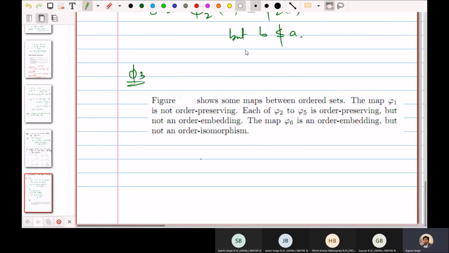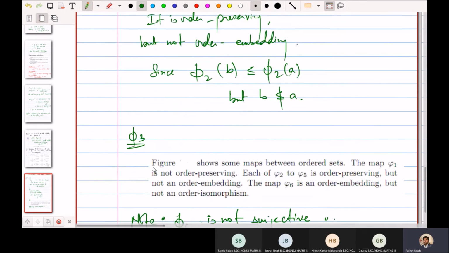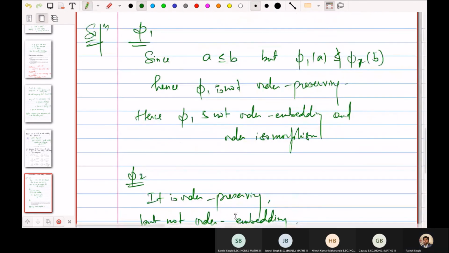Okay, so I have summarized it. Just I have copy pasted all this details. So note phi 6 is, so it is not mentioned here why it is not an isomorphism, so we can write here phi 6 is not surjective. Okay, phi 6 is not surjective, so that's why it is not an order isomorphism. Clear everyone? Yes, sir. So we are clear with these order maps, which is order isomorphism, which is order embedding. Okay. So this much is enough for today.